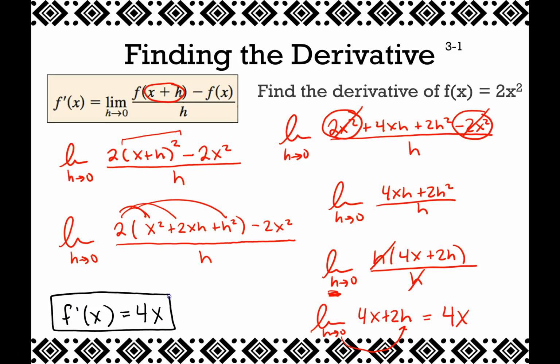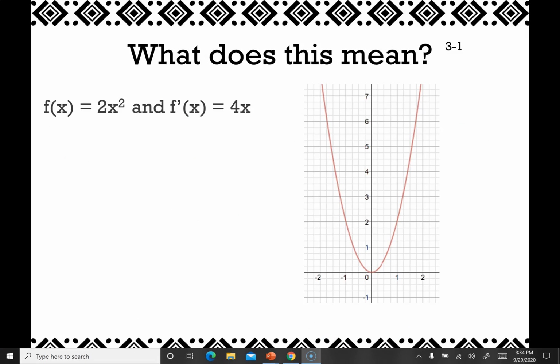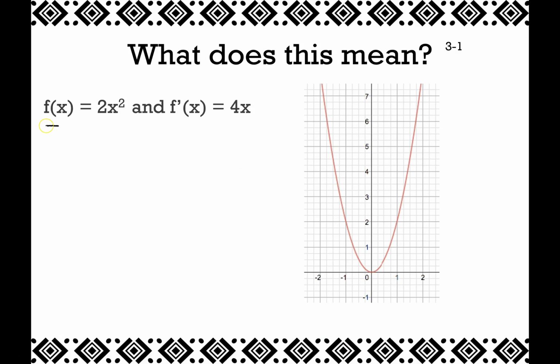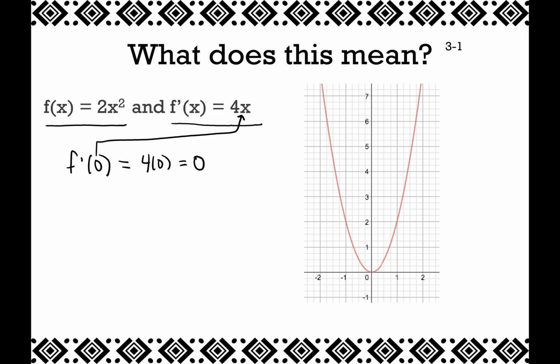So our answer is actually a function. So the question is, what does this mean? So just as a reminder, what we just did was we took the function 2x squared and we got the derivative of 4x. Well, let's go ahead and find f prime of 0. We pronounce that f prime. So we're taking the derivative of the function at 0. I'm going to take this 0 and I'm going to plug it in, and 4 times 0 is going to give me 0. What does that mean?